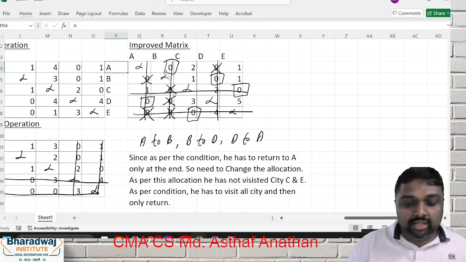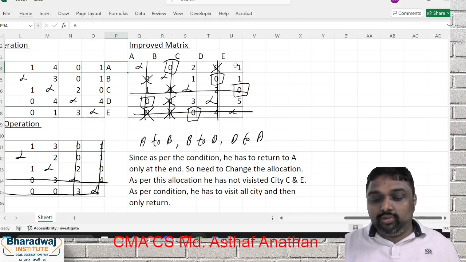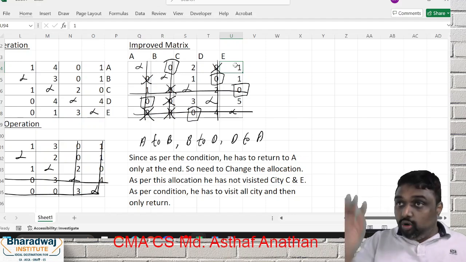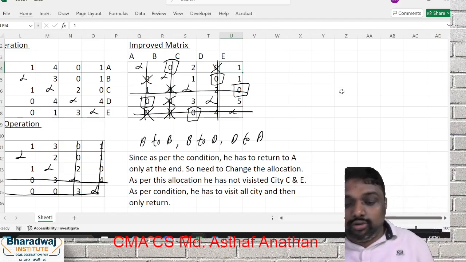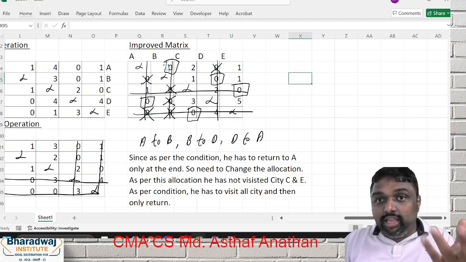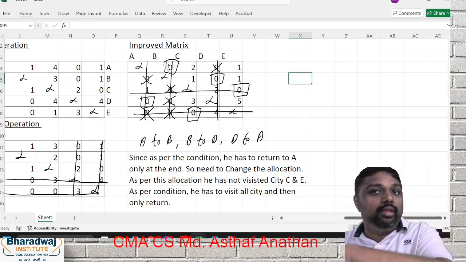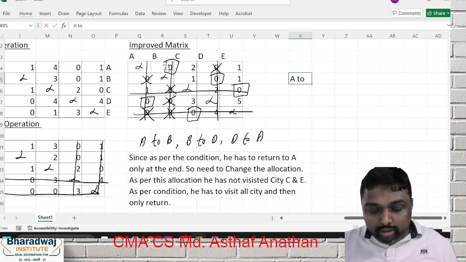So you have to change. Now what you have to do now? Next least number after 0 is what? 1. So though 1 rupee extra is there, you have to complete this travel. So we are going to change. Now see, if zero is not working, you have to go to the next least number. If zero is not there, the next least number is what? 1. So you have to go to A to E.